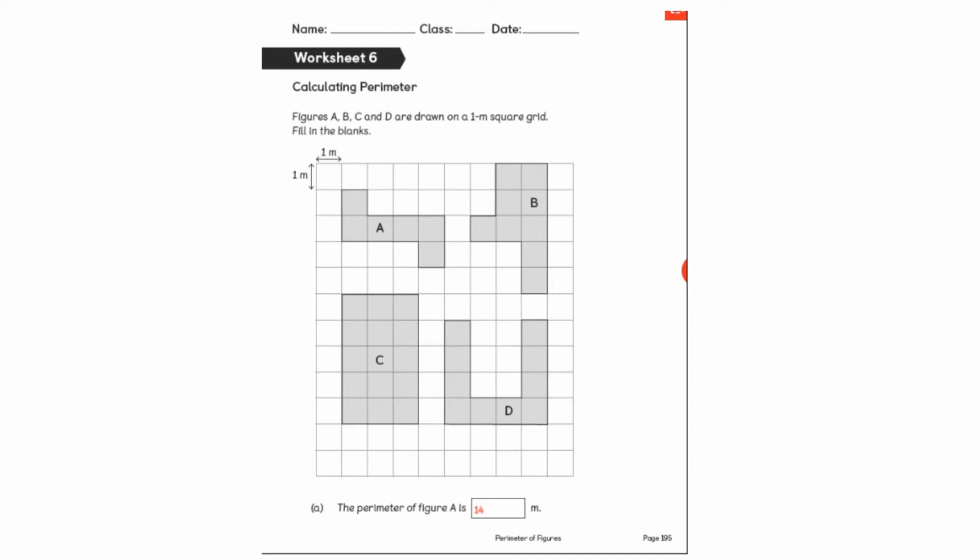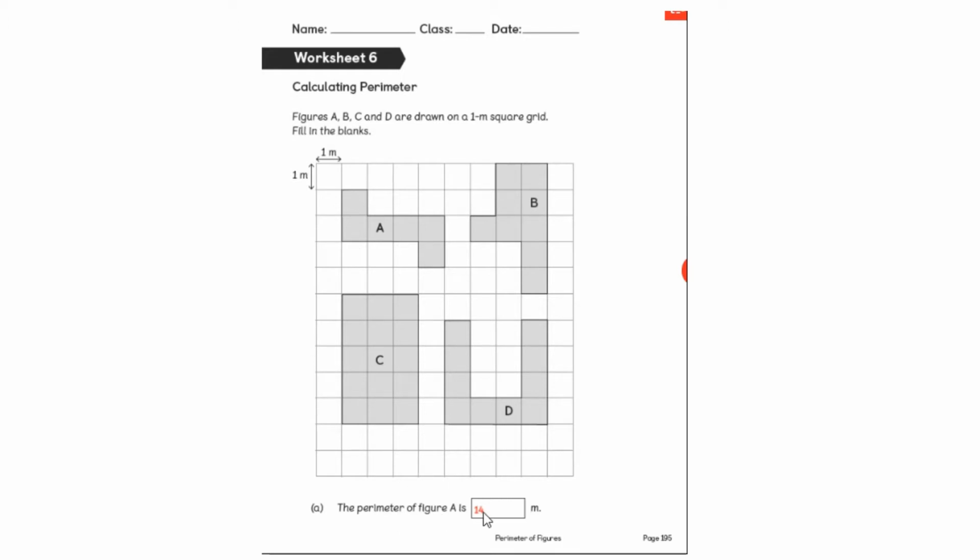Before we move on to today's lesson, let's mark yesterday's work. Let's start on page 195. It says, figure A, B, C, and D are drawn on a 1 meter square paper grid. Can you calculate the perimeter of the different figures? I have seen that you have used a felt tip or a coloring pencil to go around the shape as you counted the meters. So well done, that's really helpful.